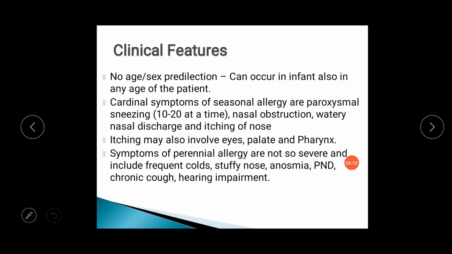Usually no age or sex predilection is found in case of allergic rhinitis. It can also occur in infants and can also occur in old age of patient.